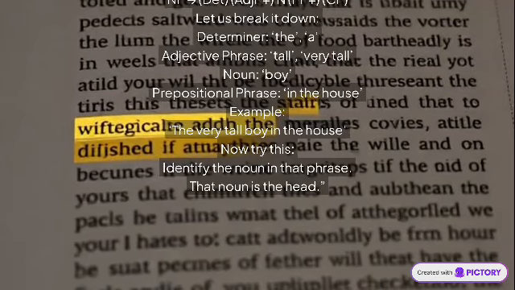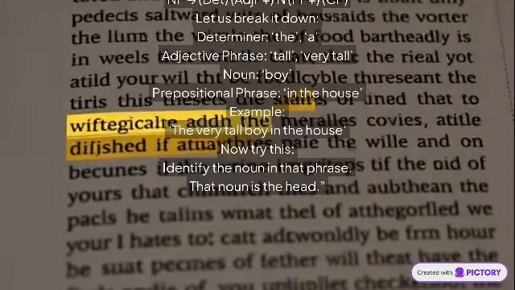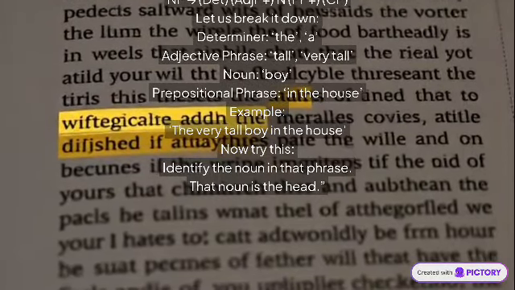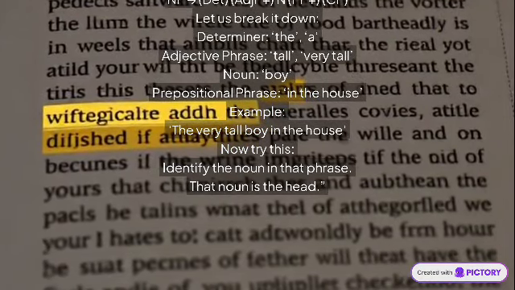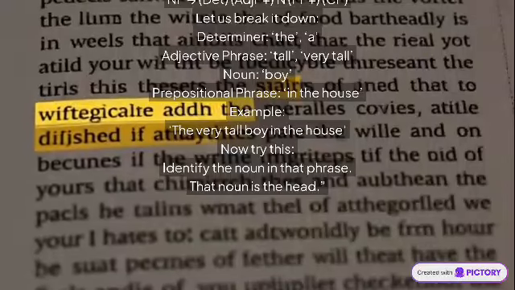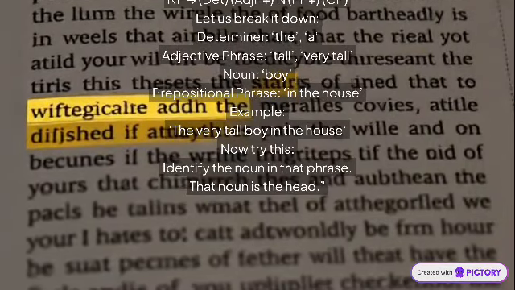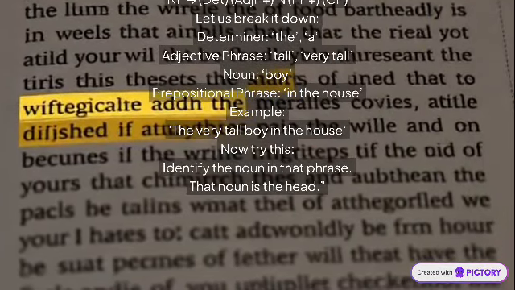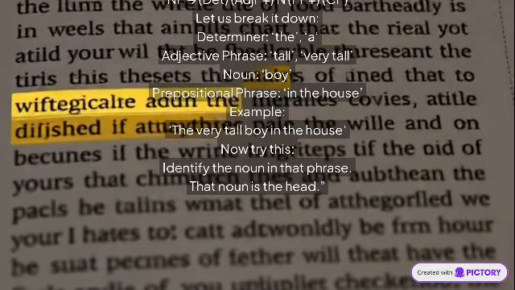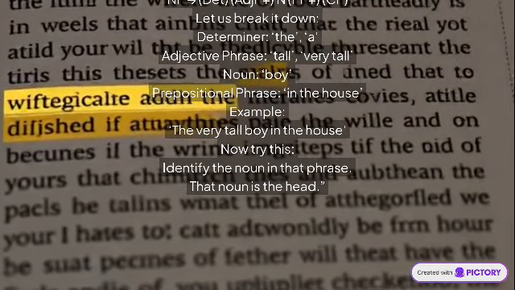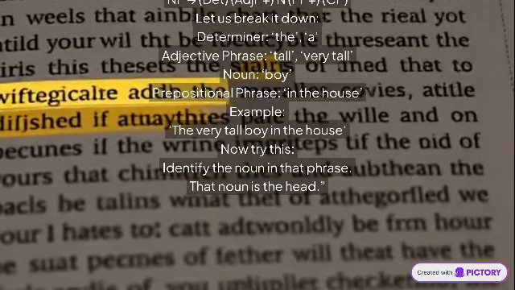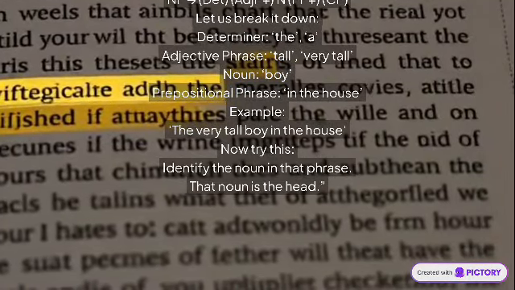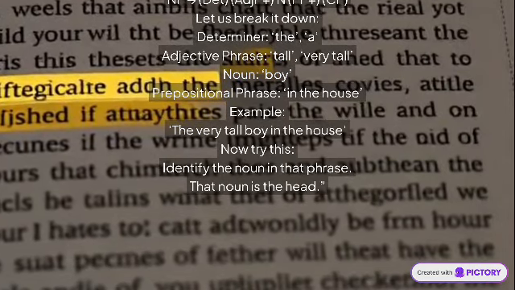Noun phrase structure, NP. A noun phrase follows this structure: NP → Det, AdjP+, N, PP+, CP. Let us break it down. Determiner, the. Adjective phrase, tall, very tall. Noun, boy. Prepositional phrase, in the house. Example, the very tall boy in the house. Now try this. Identify the noun in that phrase. That noun is the head.